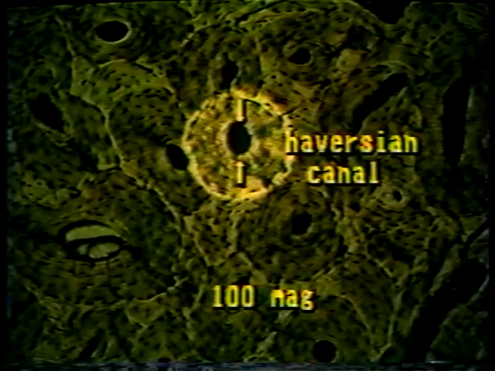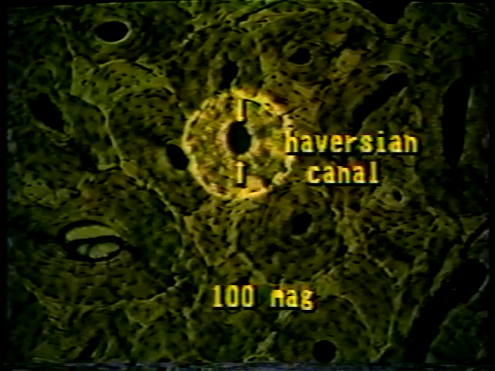Bone is made of units called Haversian systems. Each system has a central hole called the Haversian canal. Small blood vessels and nerves are transmitted through these canals.